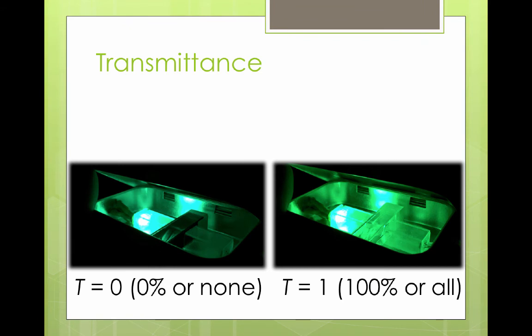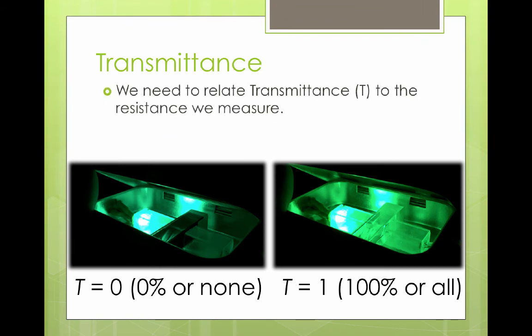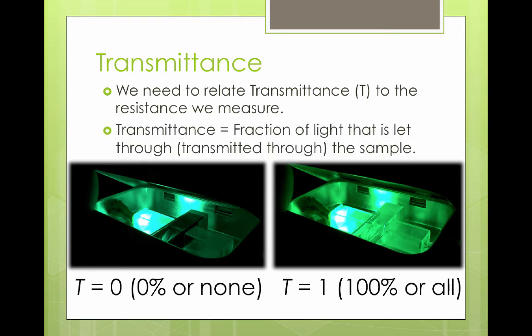We also need to determine something. We need to be able to relate transmittance to the resistance that we measure. Now, transmittance is just defined as the fraction of light that is let through or transmitted through the sample. So as you are performing your calibration, in addition to making measurements on samples with known concentrations of algae, you're going to make measurements on samples that don't let any light through, or T equals 0, 0% light through, or none. And you make a measurement with T equals 1, or all of the light through.